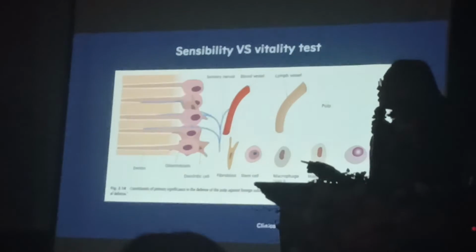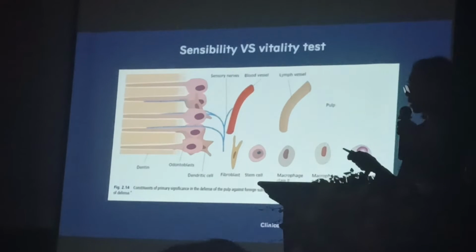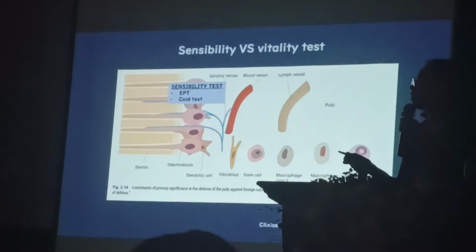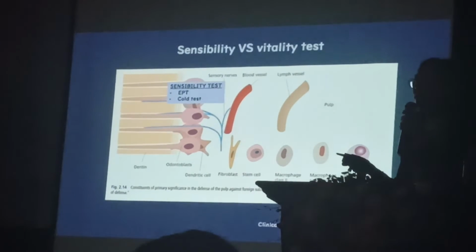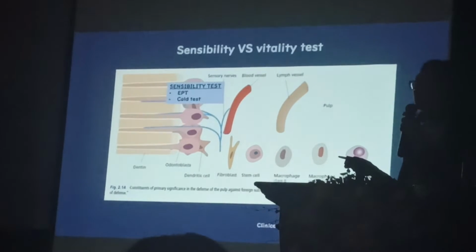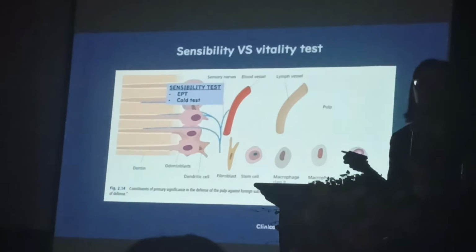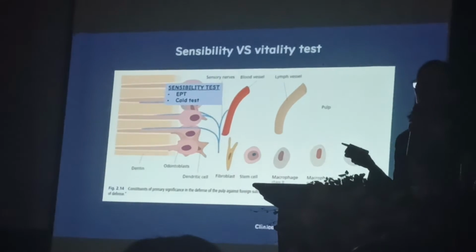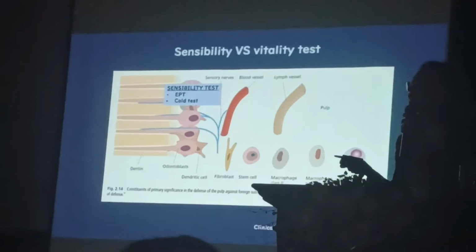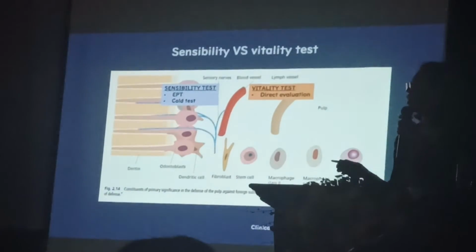Okay, so we don't rely on the test like I mentioned earlier, and the cold test. Okay, this is just a surrogate of vitality. But to assess vitality, we have to do the direct evaluation, meaning get in there.